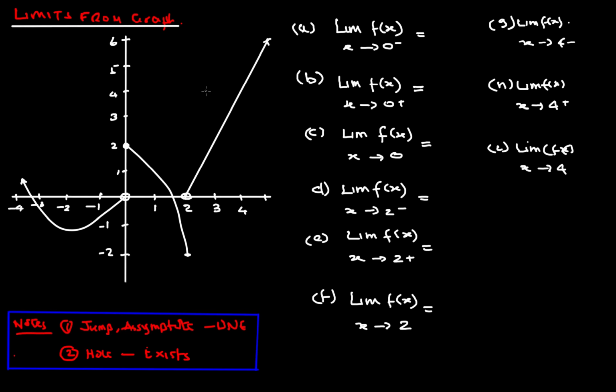Here now we'll try to determine the values of different limits, at different points, as the graph approaches that point or crosses that point. Okay, so now the first thing to note is that usually when a graph jumps, we can say that the limit does not exist in a way.